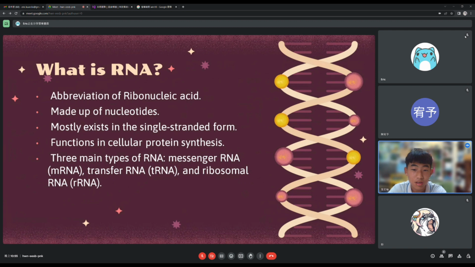RNA is a molecule that is present in the majority of living organisms and viruses. It is made up of nucleotides, which are ribose sugars attached to nitrogenous bases and phosphate groups. The nitrogenous bases include adenine, guanine, uracil, and cytosine. RNA mostly exists in the single-stranded form, but there are special RNA viruses that are double-stranded. The RNA molecule can have a variety of lengths and structures.